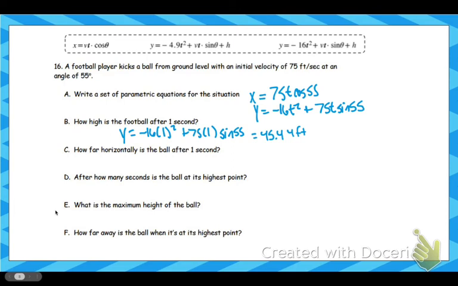All right, how far horizontally? Take the x equals equation, plug in 1 for t. So 75 times 1 times the cosine of 55 is going to give me a horizontal distance of 43.02 feet.